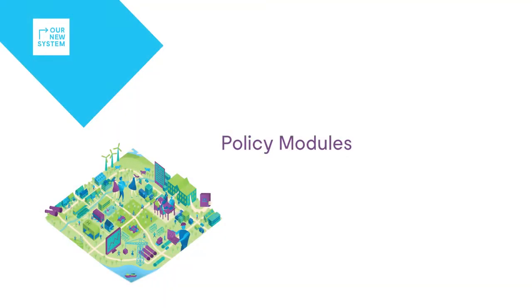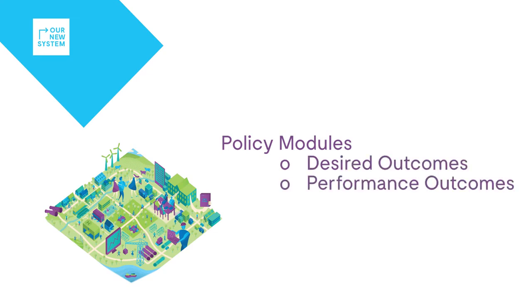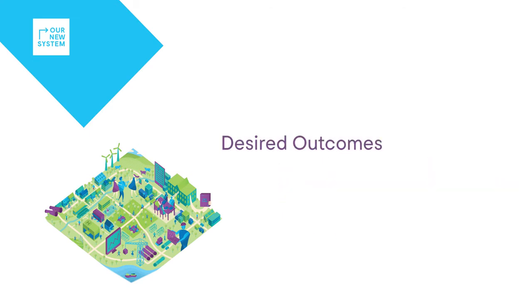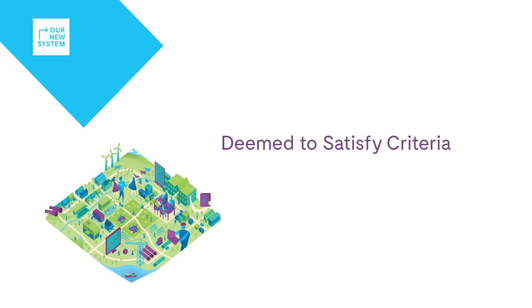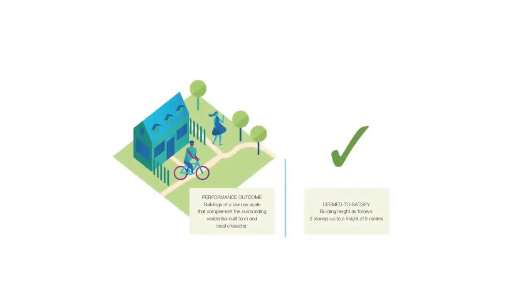All four policy modules of the code will themselves be made up of desired outcomes, performance outcomes and deemed to satisfy criteria. Desired outcomes will outline the purpose of a module, what the module's really trying to achieve in the broadest of terms. Performance outcomes will be expressed in a way that doesn't explicitly identify how they are to be achieved or satisfied. It's in this way that the code will offer some flexibility to applicants. It'll open up to an applicant the opportunity to propose various ways of satisfying a particular outcome. Deemed to satisfy criteria offers a certain way of satisfying a performance outcome. Not every performance outcome will be partnered with a deemed to satisfy criteria.